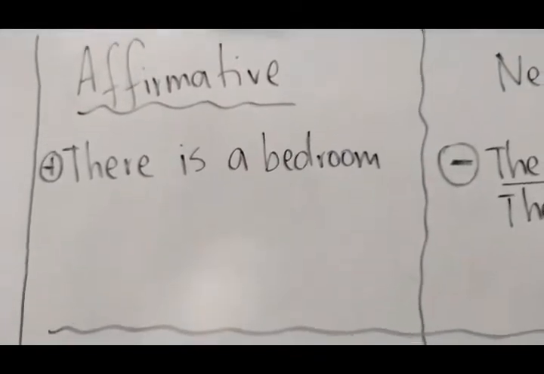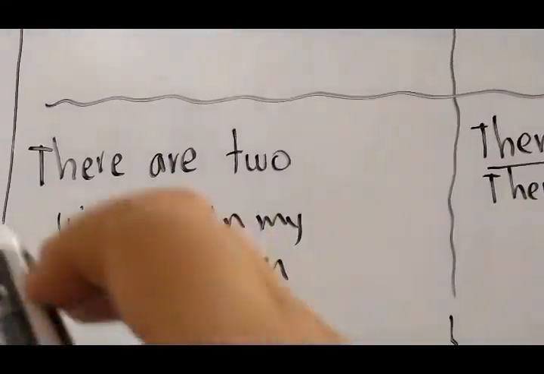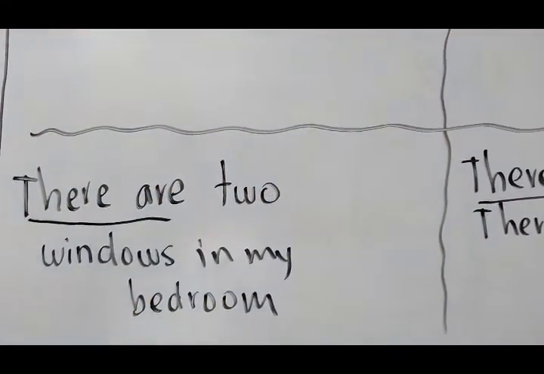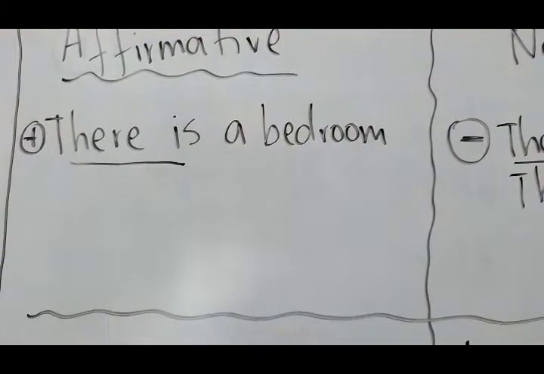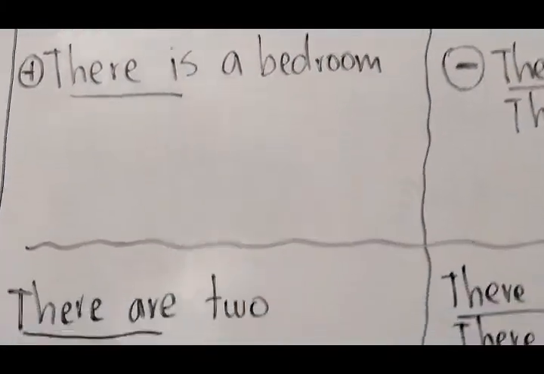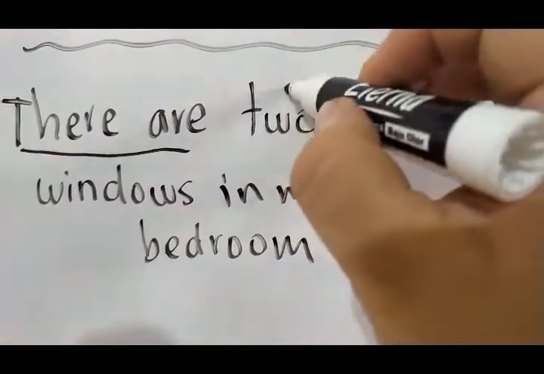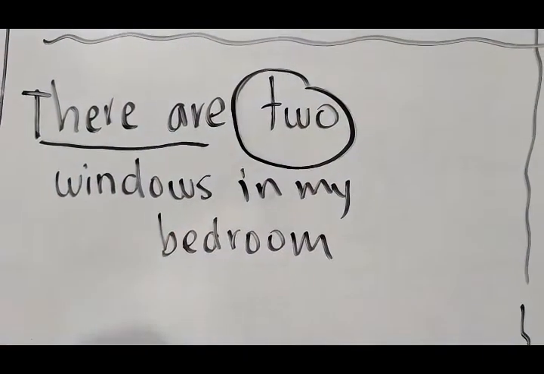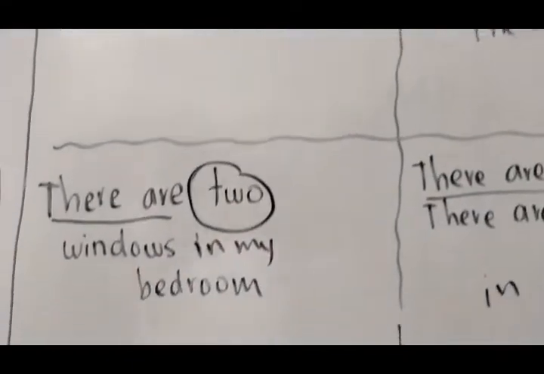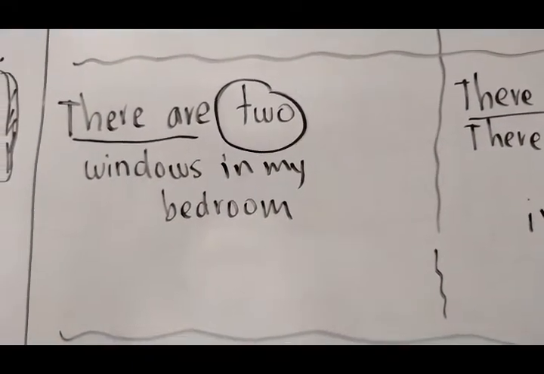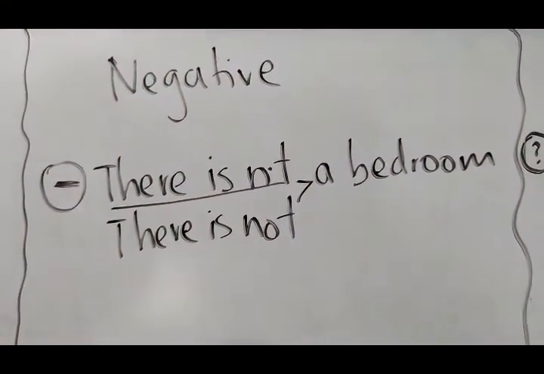In the affirmative sentence, we start with there is, or in this case with there are, and then the object. For example, there is a bedroom. Hay un cuarto. There are 2 windows in my bedroom. Hay dos ventanas en mi cuarto. So we have here affirmative in singular, and we have here affirmative in plural using there are. Let's go to examples with negative sentences, para decir que no hay tal cosa.